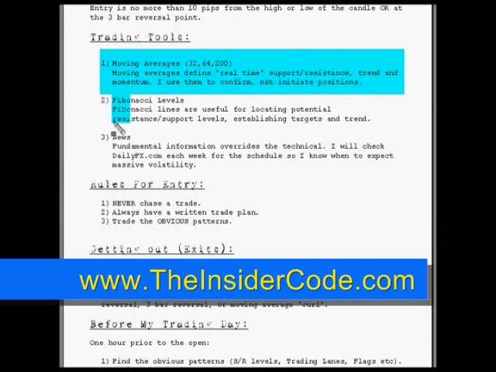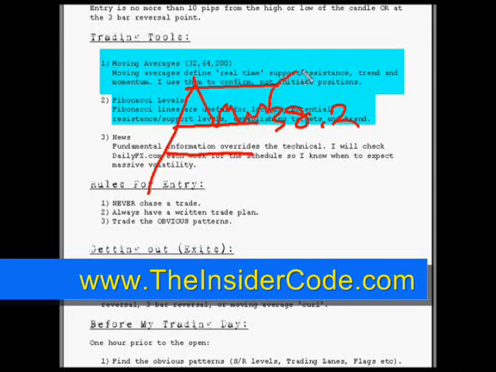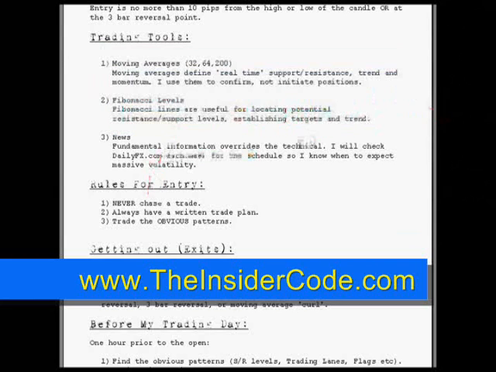We also cover the Fibonacci levels. Fibonacci lines are useful for locating potential resistance or support levels and for establishing targets and the trend. Remember, we talked about how if you have a Fibonacci retracement on, here are the different levels on the Fibonacci. If our first level here at 38.2, if the market just can't break that, remember that equals a potential trend. Okay, that's why we use the Fibonacci.